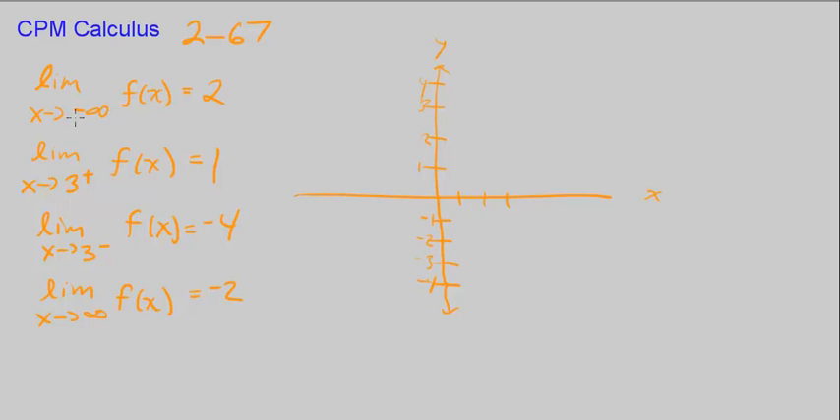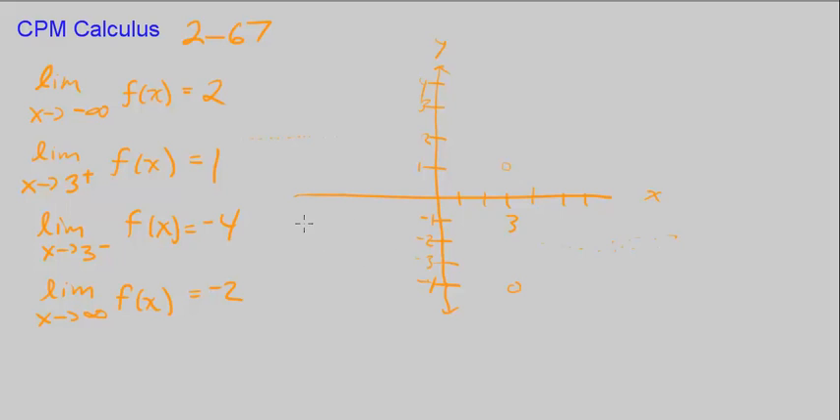As x approaches negative infinity, our function equals 2. So as we're going to the left here, we're going to approach and get really close to 2. As we go toward 3 from the right, so here's 4, 5, 6, so this is 3. As we're approaching 3 from the right, we want to get to 1. I'm just going to put a little open circle there. As we're approaching 3 from the left, we want to get to negative 4. And as we're approaching infinity, we want to get to negative 2. So that's positive 2, that's negative 2, that's negative 4, that's 1.